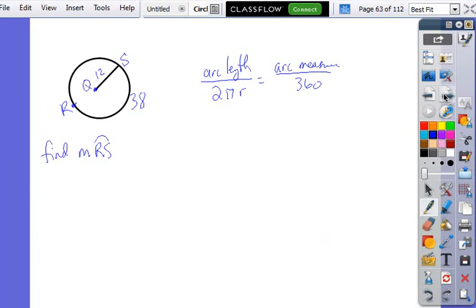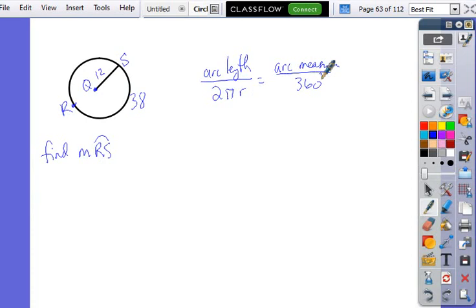This one asked me for arc measure. Got that little M in front, so it's talking about arc measure. When it says something else other than arc length, I'm going to go back to this proportion here. Remember, arc length, that's the part of the circle distance-wise. 2 pi r is the total distance. Where does the degree always go? On top of 360, every single time. Well, in this case, I'm looking for the degree.